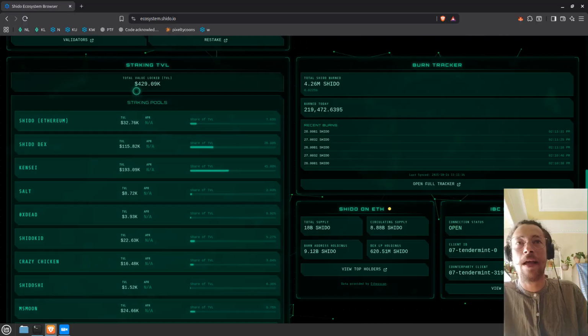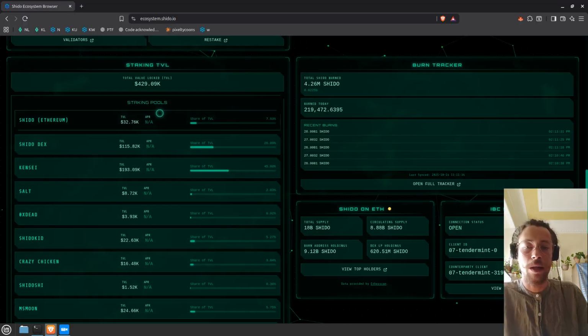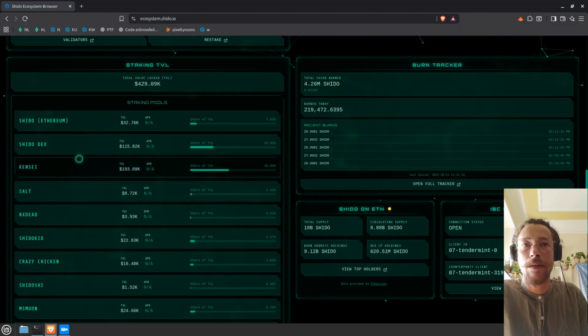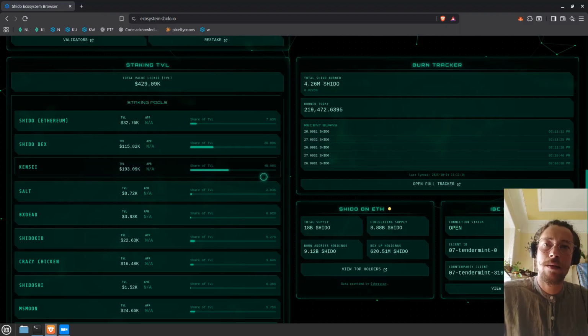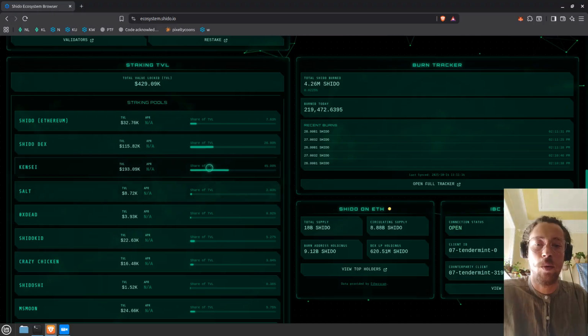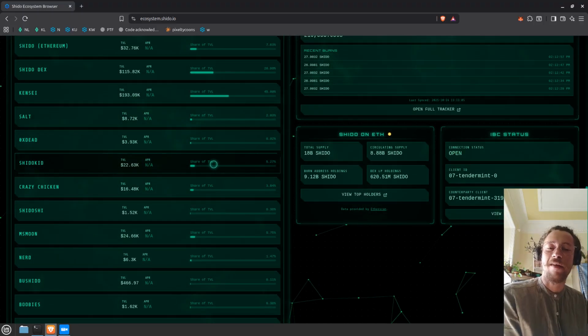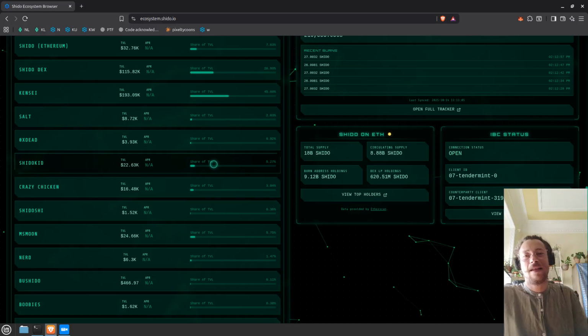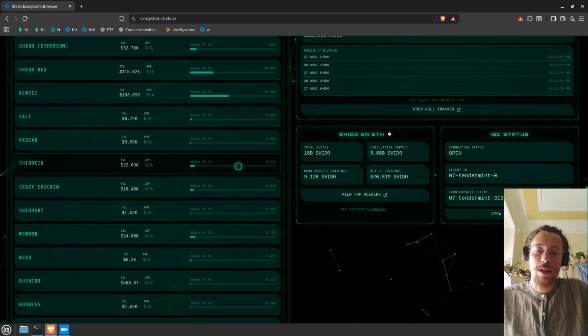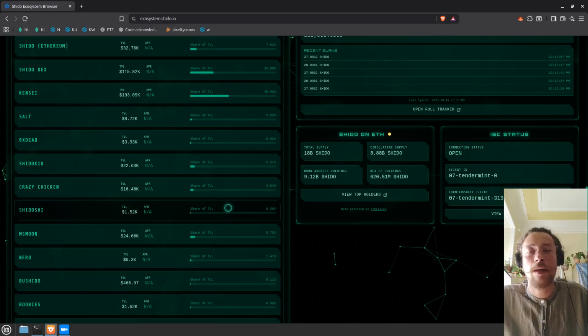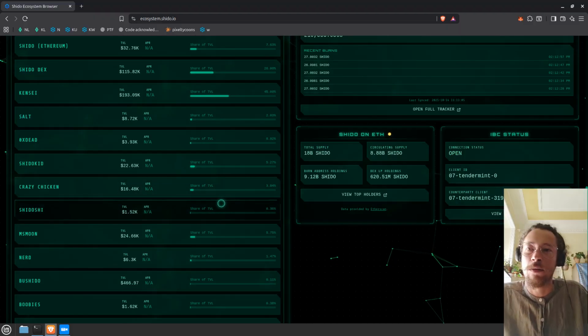And staking TVL, this is very interesting. This is related to the staking page on Shidodex, and you can see the TVL and the share of the TVL. This is interesting if you hold any of these projects and you are staking, kind of get a feel of what is being staked and not, and how much that translates into real value that is locked on Shido network.